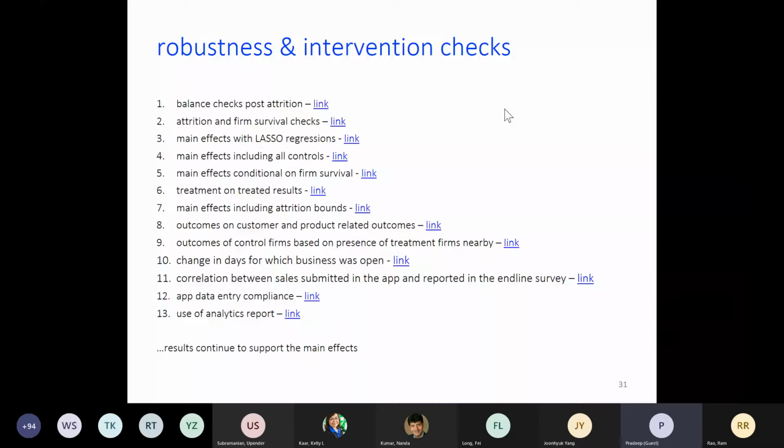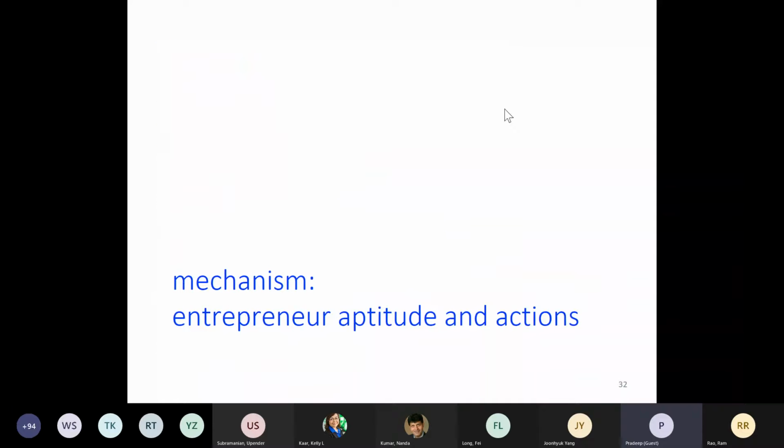So that's a check that we did. Then we control for a bunch of other things, which you might think are important as well, right? And so these were both checks on outcomes, but also checks on the process itself. And so these were some of the things that we looked at.